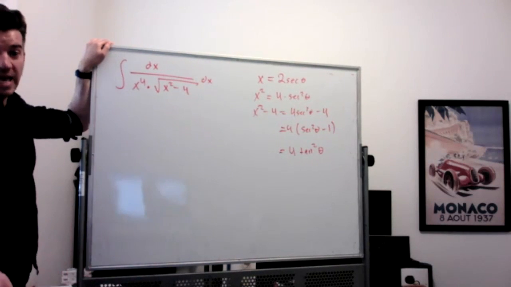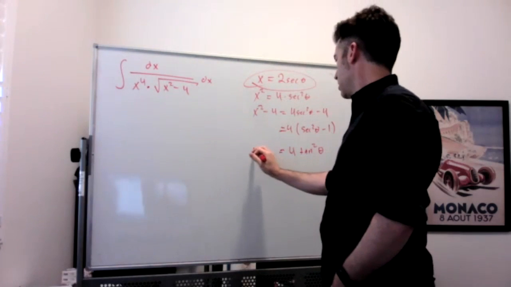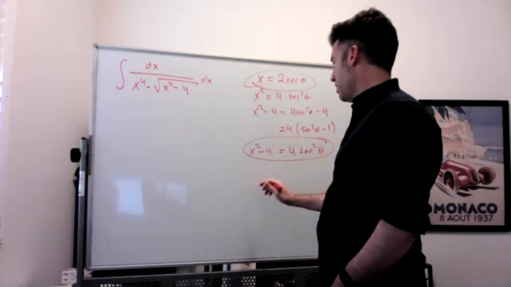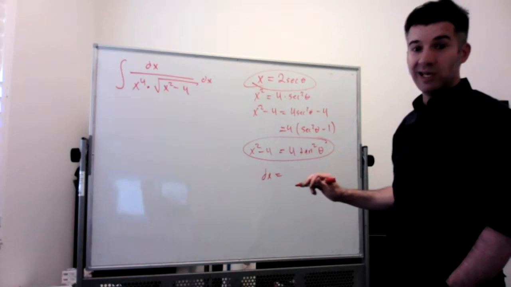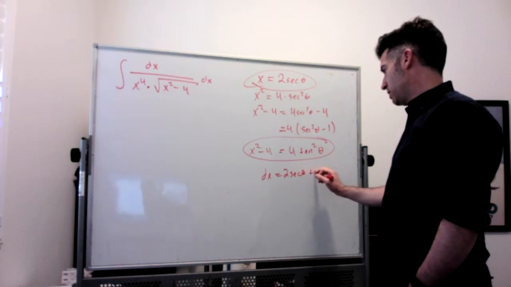We also need dx. So x is 2 secant theta. X squared minus 4 is 4 tangent squared theta. And then dx is equal to the derivative of 2 secant theta, which is 2 secant theta tangent theta.